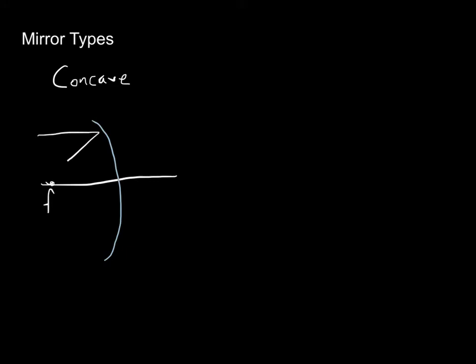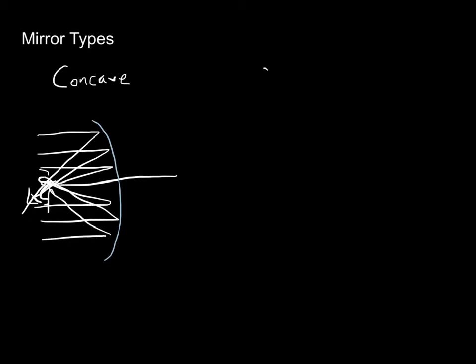With mirrors, we have two different types of mirrors. We have a concave mirror, which would look something like this, with a focal point here. So all the light coming into this mirror gets reflected through that focal point, if it's coming in parallel at least.